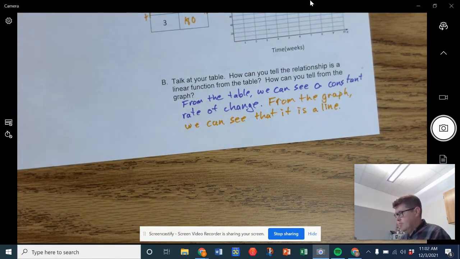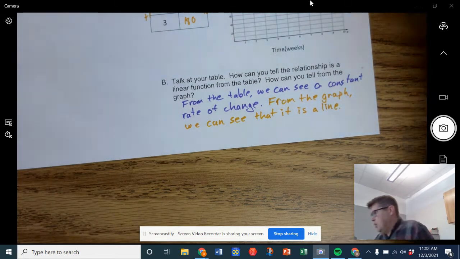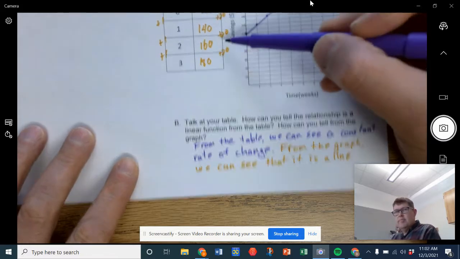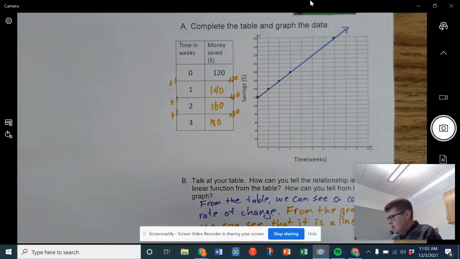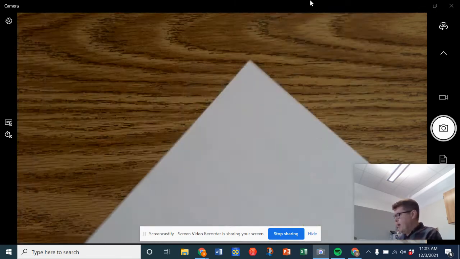That's how you tell. You have a constant rate of change in your table. Boom, you have a line. It's a line. Or a linear function. Sorry, that's how we should be saying it. Okay.